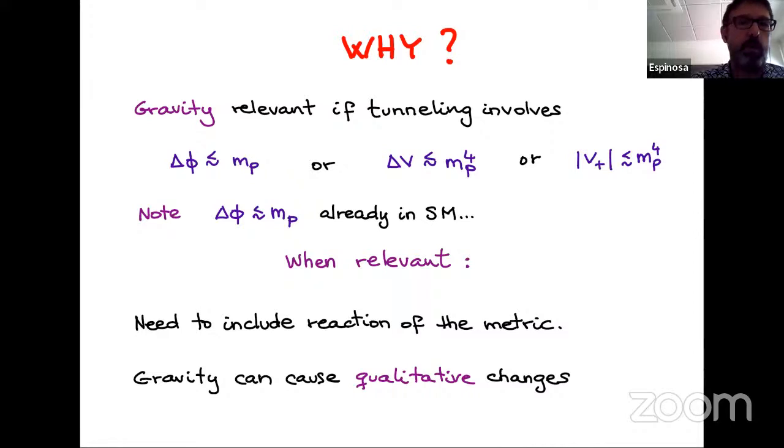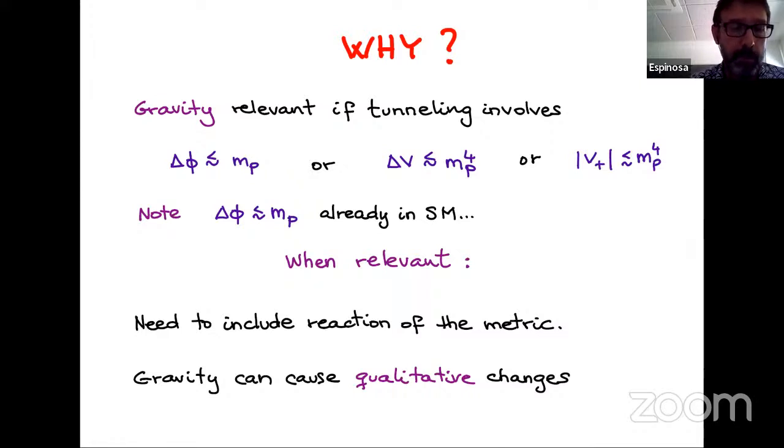Before you say, okay, I'm at the electroweak scale, so I don't care about this, think twice, because in the Standard Model, when the vacuum decays, the jump in the field will already be of almost Planckian size. So already in the Standard Model, you have to include gravitational corrections if you want to calculate the rate accurately enough. Whenever gravity is relevant, you need to include the reaction of the metric to the presence of the bounce, if you are doing it in the Euclidean way.